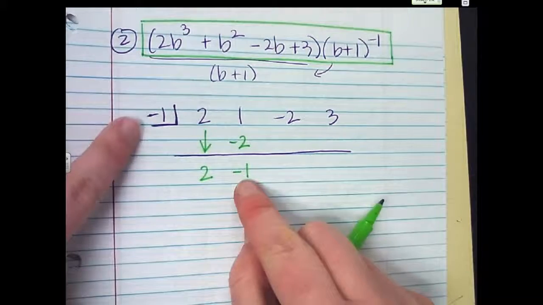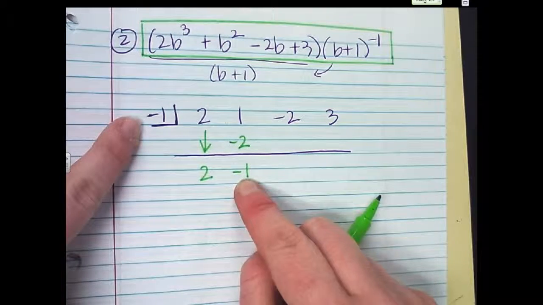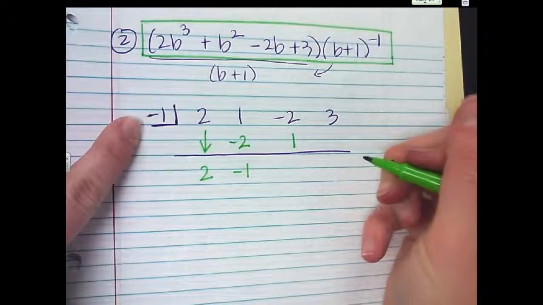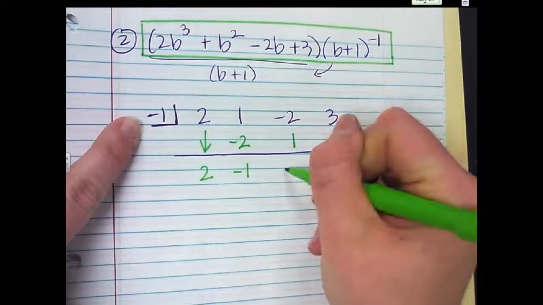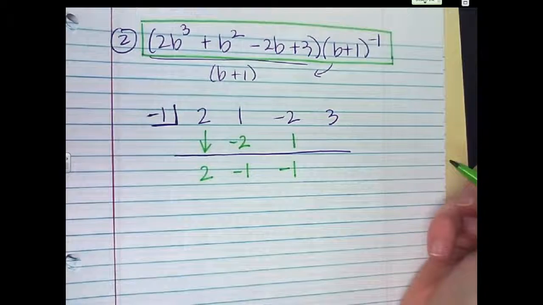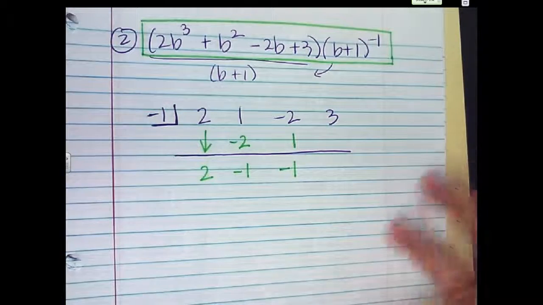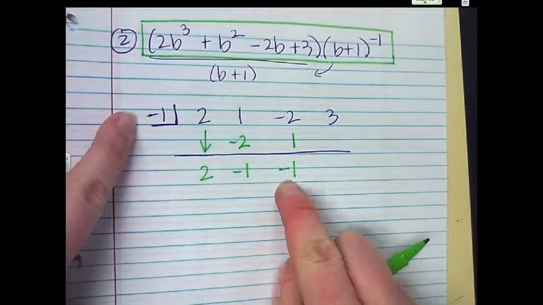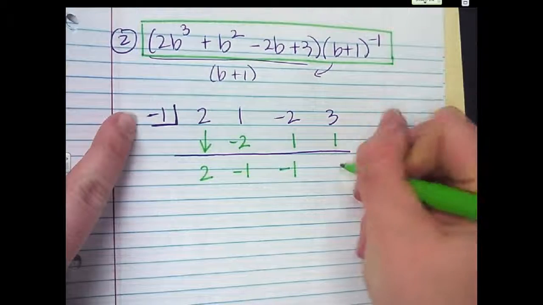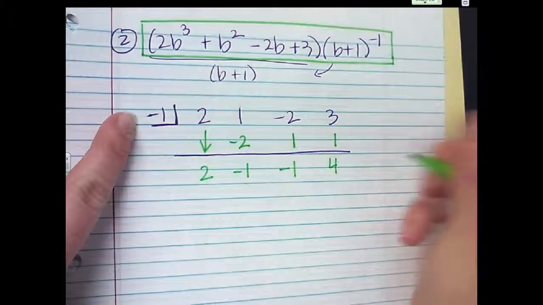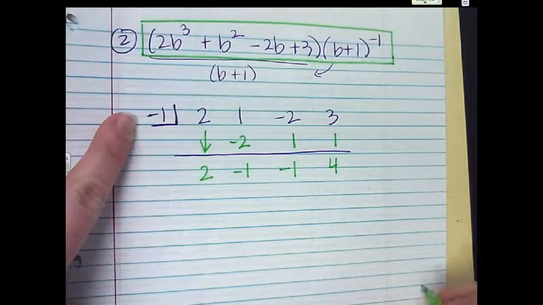So multiply again. -1 times -1, +1. Add -1 again. Multiply, -1 times -1 is 1, and add is 4. So don't forget, this is your remainder.